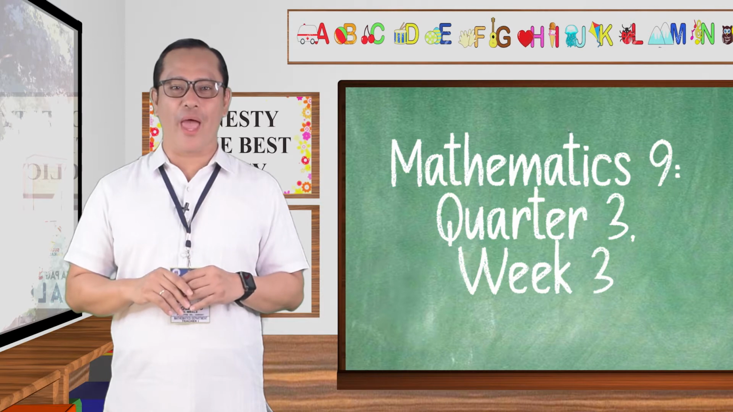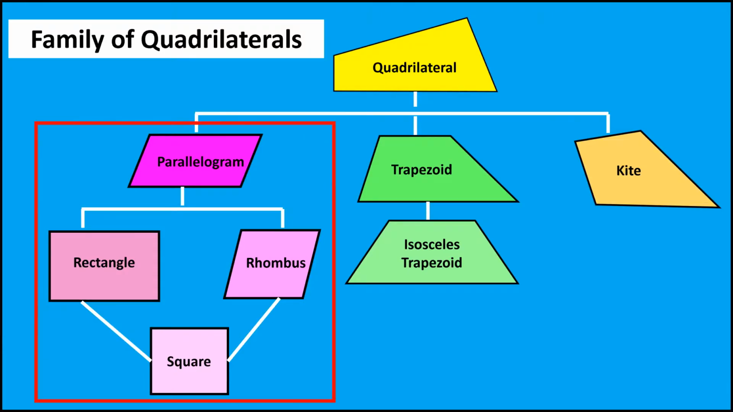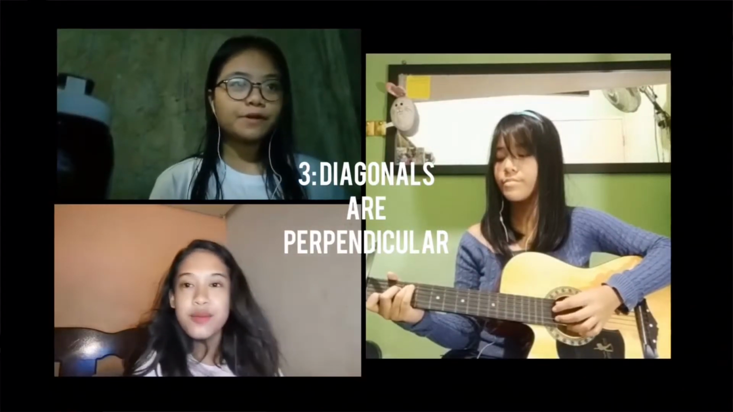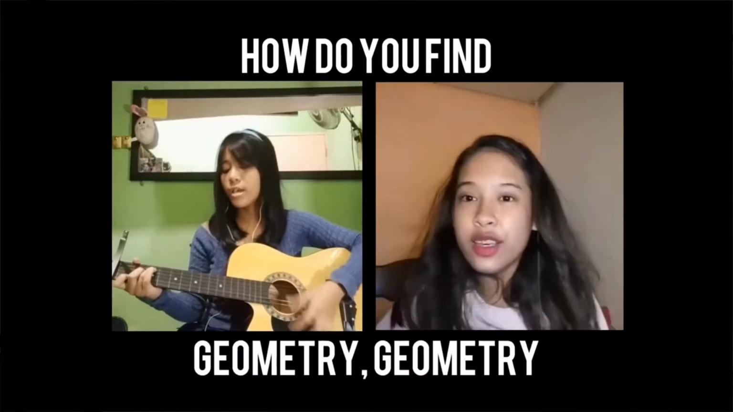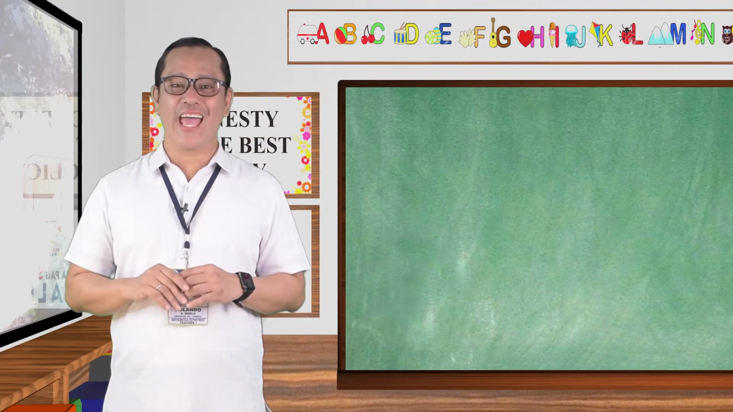We proved theorems on different kinds of parallelograms, particularly rectangle, rhombus, and square. Our output was such an enjoyable one because we used the singing talent of the students to prove their theorems. For this week, let's start with the midline theorem.